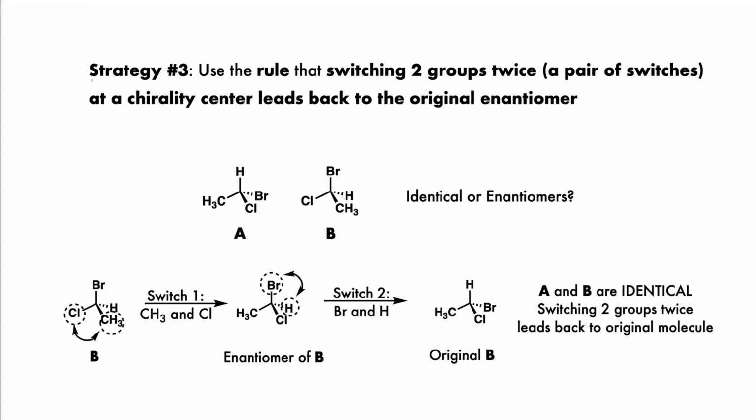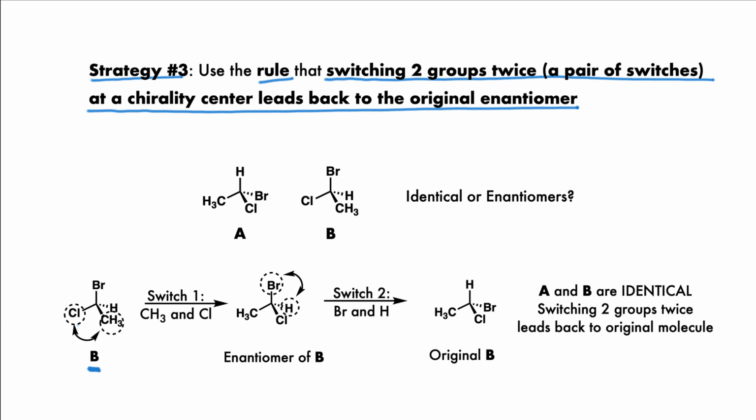But let's say you can't do it in your head and don't have models. Then you can use strategy 3. Use the rule that switching 2 groups twice, that is a pair of switches, at a chirality center leads back to the original molecule. Let's manipulate B and see if we can overlap all the groups on A. If we can, then A and B are identical. If we can overlap 2 groups, but 2 are inverted, then A and B are enantiomers.